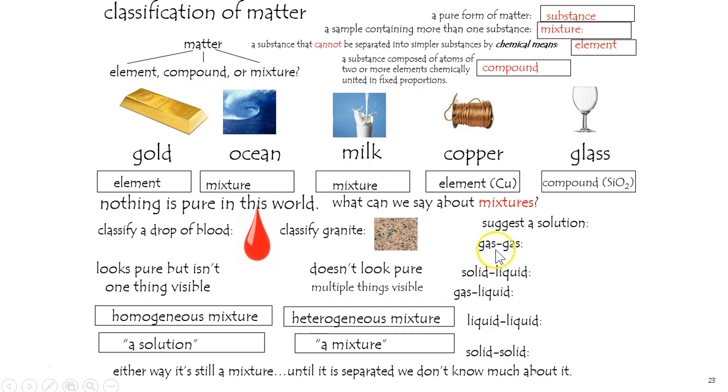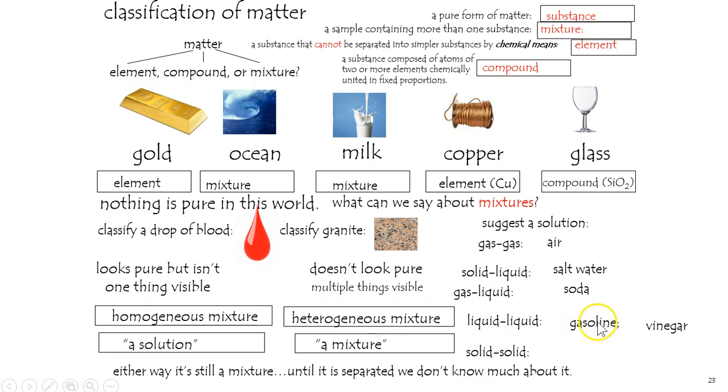Consider a gas-gas solution. Air is a great example. Nitrogen, oxygen, some other things, all dissolved together. Only one thing is visible. Solid dissolved in a liquid, well, that's the classic case, like salt water. But you can dissolve gases in liquids, for example, carbon dioxide. That's soda. Liquids dissolved in other liquids are certainly possible.